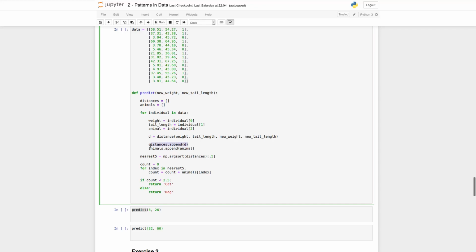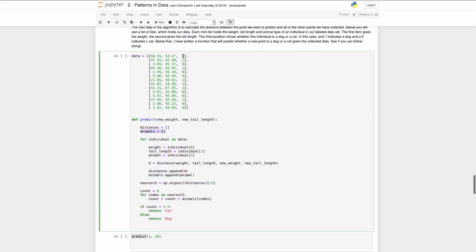And then we're going to append d, this distance, onto our distances list. That means we're just going to add it to the end of our distances list. And then we're going to add the animal, which is a 1 or a 0 based on whether it's a dog or a cat, onto our animals list. So our animals list is going to end up being 1, 1, 0, 1, 0, 0, 1, 1, 1, 0, 0, 1, 0, 0.